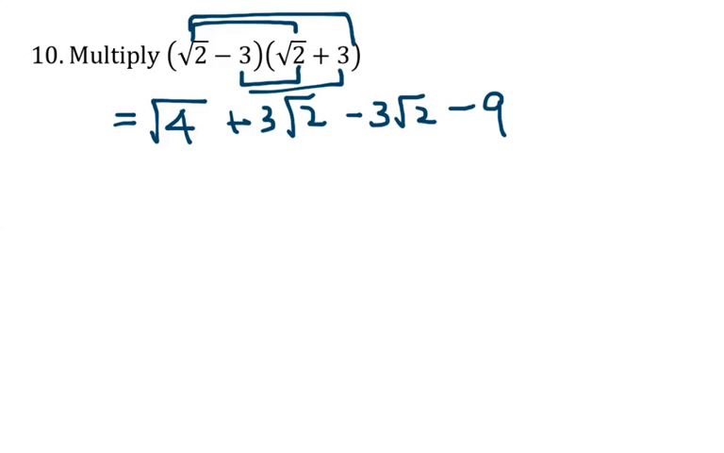Then as you can see, the middle ones cancel out. Then we end up getting 2 minus 9, which equals negative 7. And that becomes our final answer.